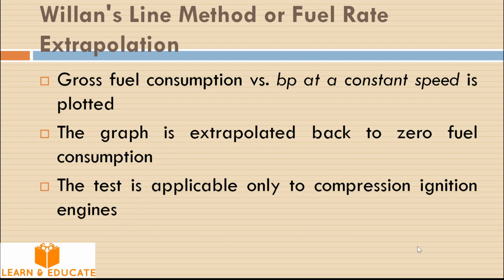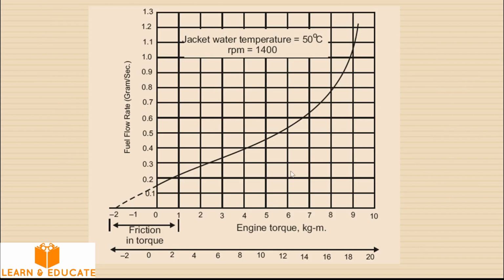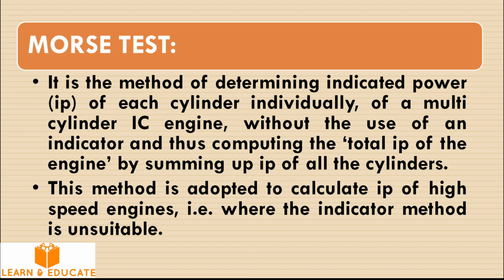The test is applicable only to compression ignition engines, or CI engines. You can see here that this graph, when extrapolated appropriately, meets the x-axis at this particular point. Now you can see this is the frictional torque. That is the easiest method if you have taken the different torques and evaluated the brake power. But the accuracy is questionable because we are extrapolating manually, so the value may vary.